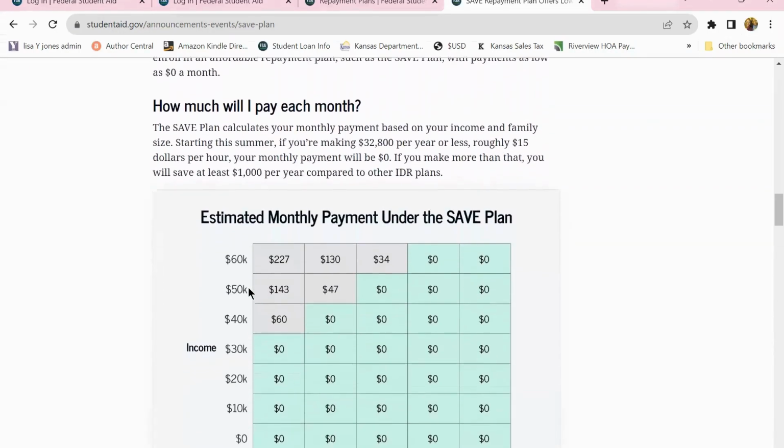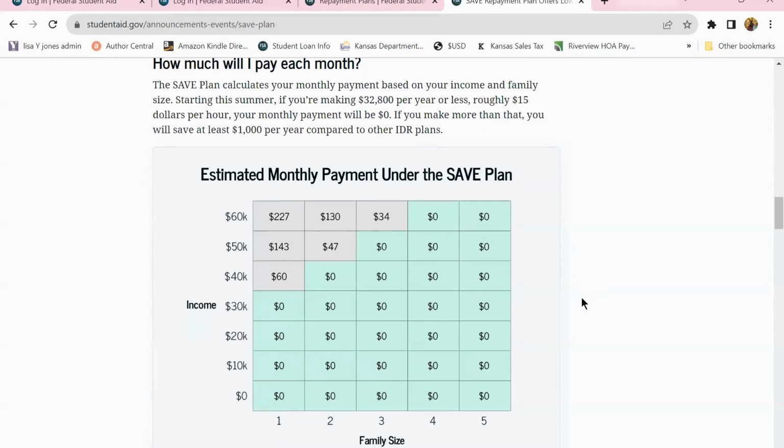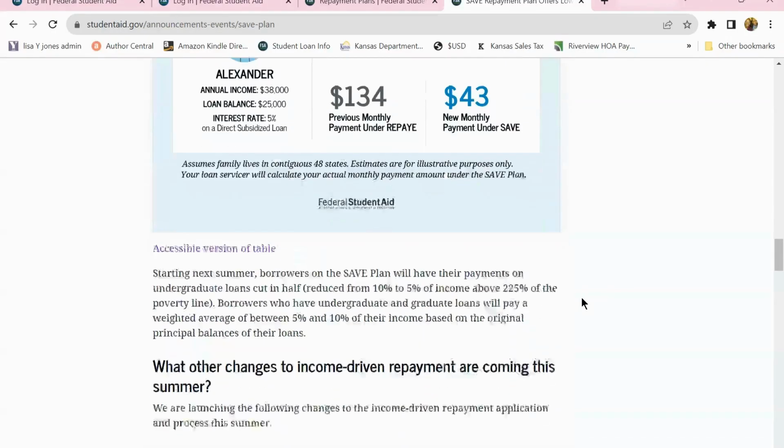So this is where you're going to see this graph. Everybody's showing this graph. This only applies if you're making less than 60,000. They're not showing that. Right. Okay. So if you make more than 60,000, your payment is going to be more than $227 a month. Okay. Very important. And then the other thing, this just gives an example.